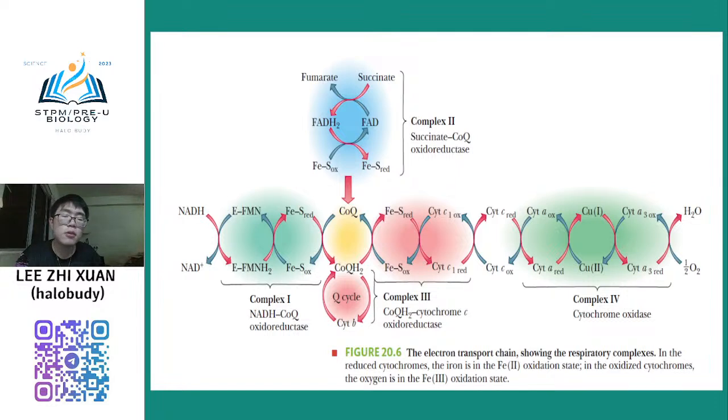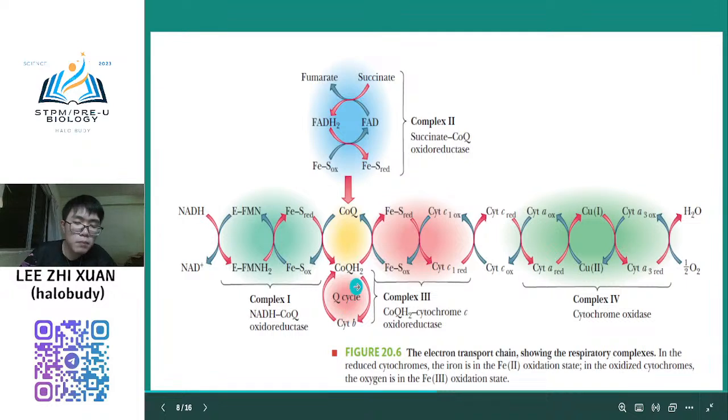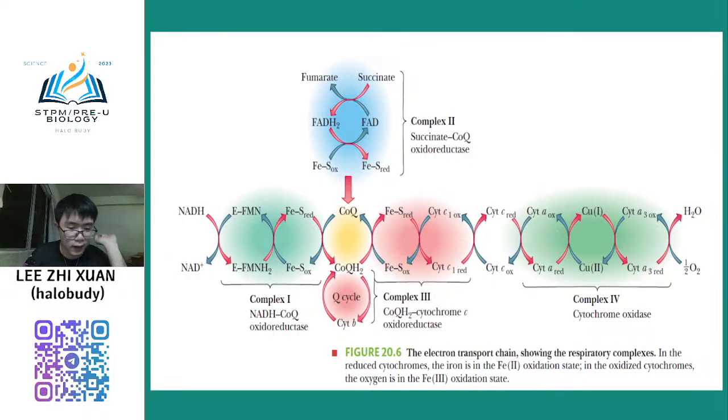Lepas tu nak become stable, actually dia nak 2 elektron. But where does the other electron come from? Another electron comes from cytochrome B, and is released to cytochrome B. So that's why we call it Q cycle. Ada Q cycle dekat sini. Okay, yang ni saya rasa your school teacher 100% tak ada ajar punya.